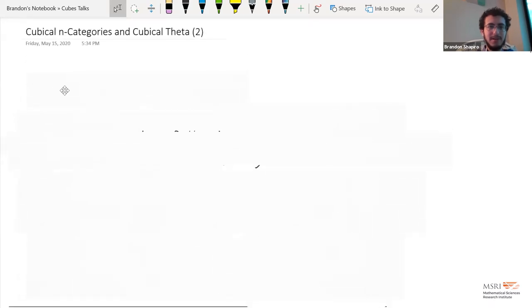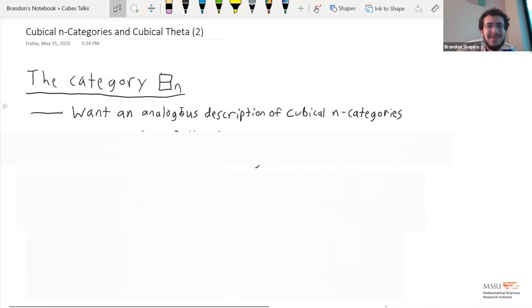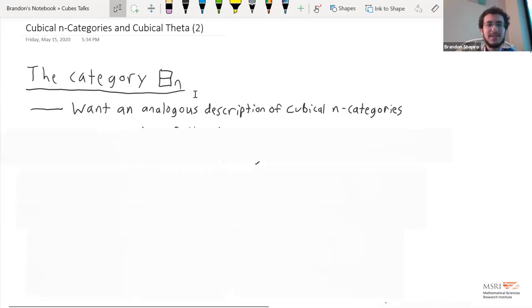All right, so what we're going to do now is try to repeat that picture, but for cubical N categories. And it seemed fitting to call the category we construct theta N, but where the theta is now cubical. So this is what we're trying to do: find a category, theta cube N, which describes cubical N categories the same way that theta N describes globular N categories.